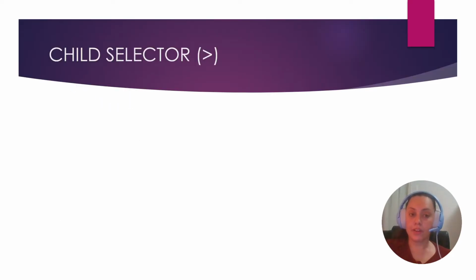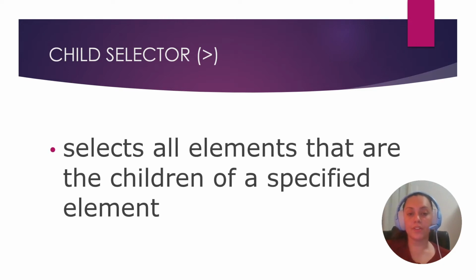The second combinator is the child selector, which is the greater than sign. We use the greater than sign to select all elements that are children of a specified element. So children are also descendants, but not all descendants are children of an element, okay? So again, if we think about a family, my mother is a child of my grandmother, but I am not.